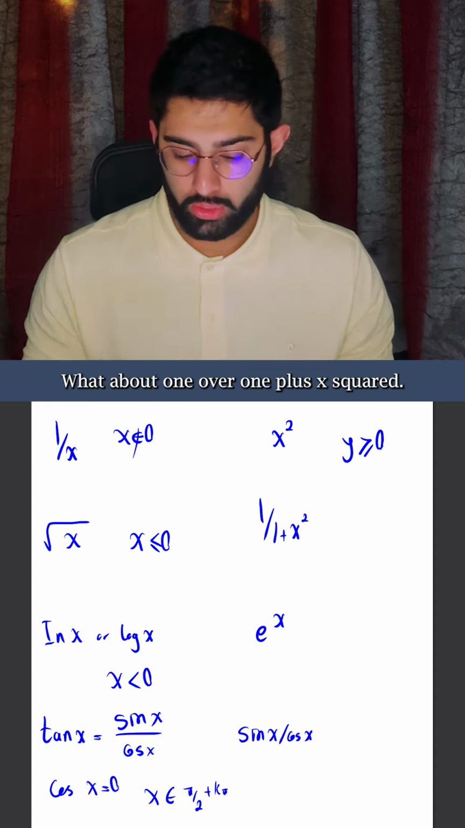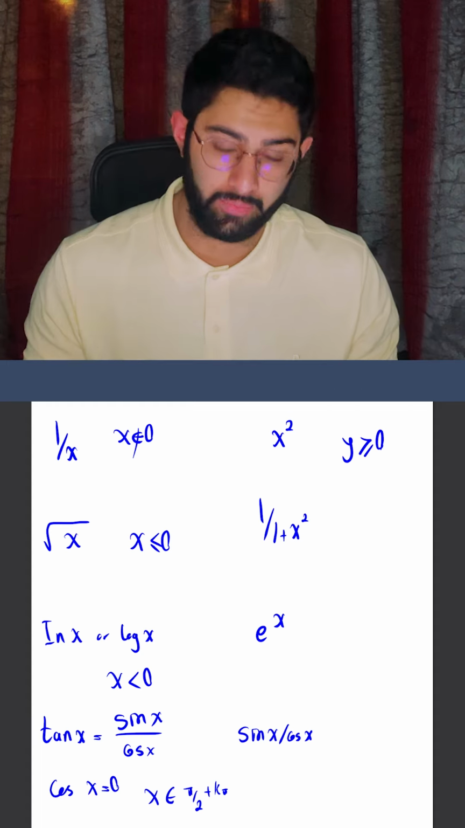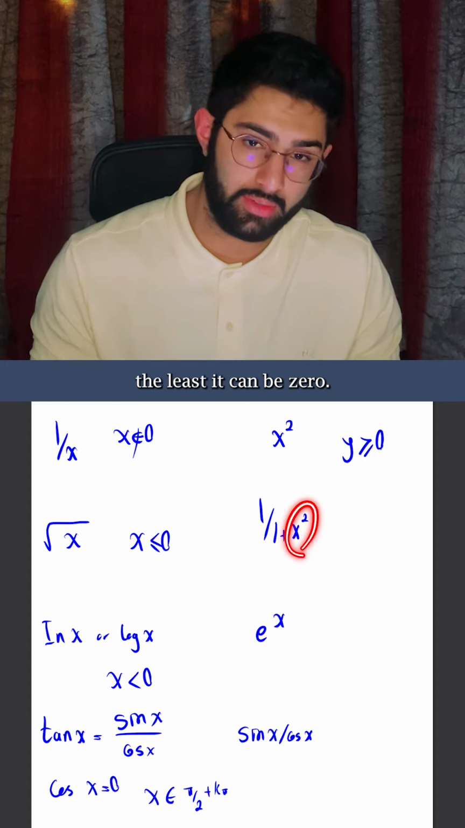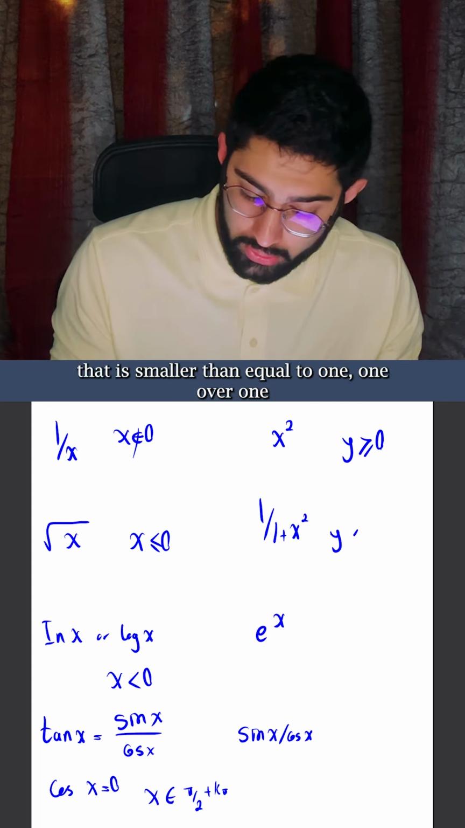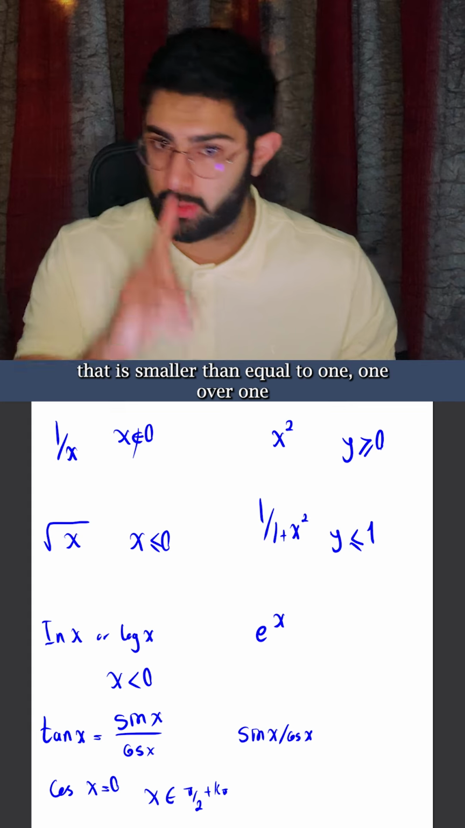What about 1 over 1 plus x squared? Well, this has to be a positive value. The least it can be is 0. So we're going to have y that is smaller than or equal to 1 over 1.